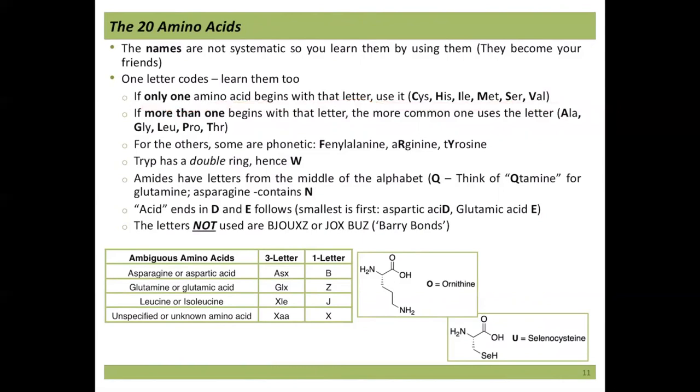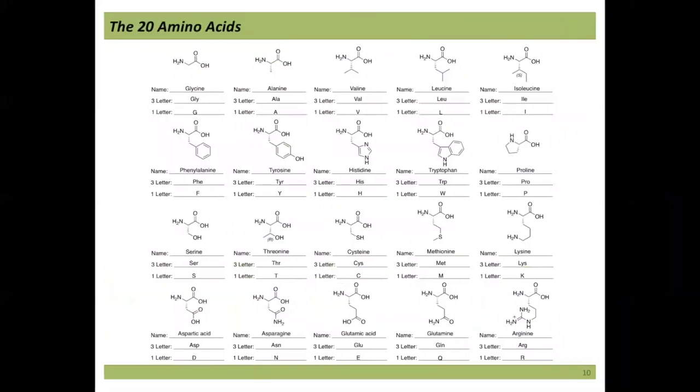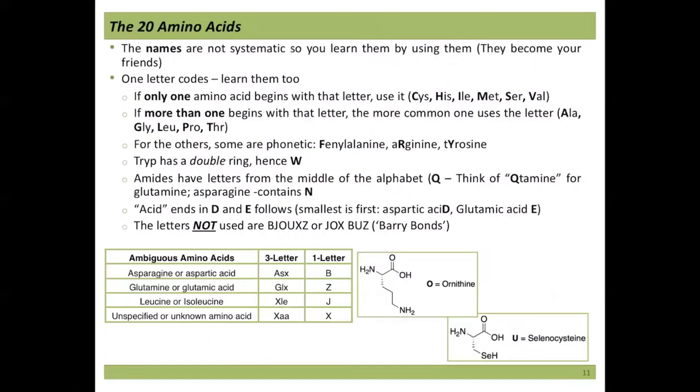So cysteine has a C, and histidine has an H, and isoleucine has an I, methionine M, and serine S, and valine V. But now there's some that have more than 1 amino acid. So alanine and arginine and asparagine, or aspartic acid, sorry. And yeah, arginine, asparagine, aspartic acid, and alanine all start with an A. So then the question is, well, who gets the A? And it typically is the one that's most common. So alanine gets the A, glycine gets the G, leucine gets the L, proline gets the P, and threonine gets the T.